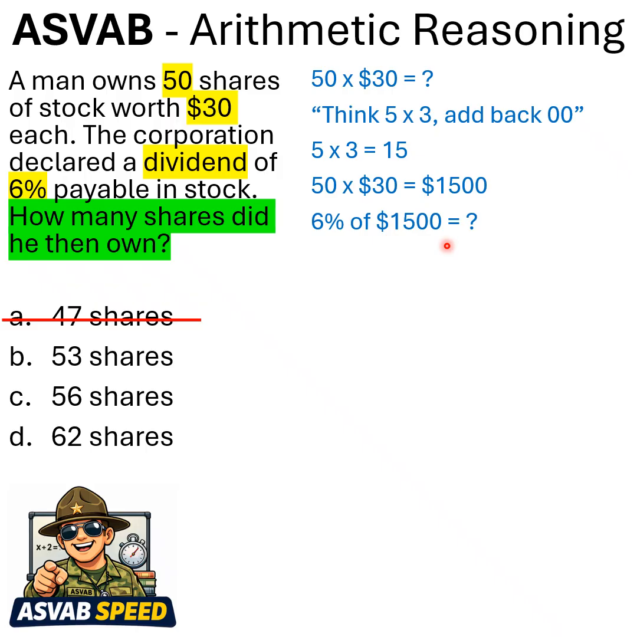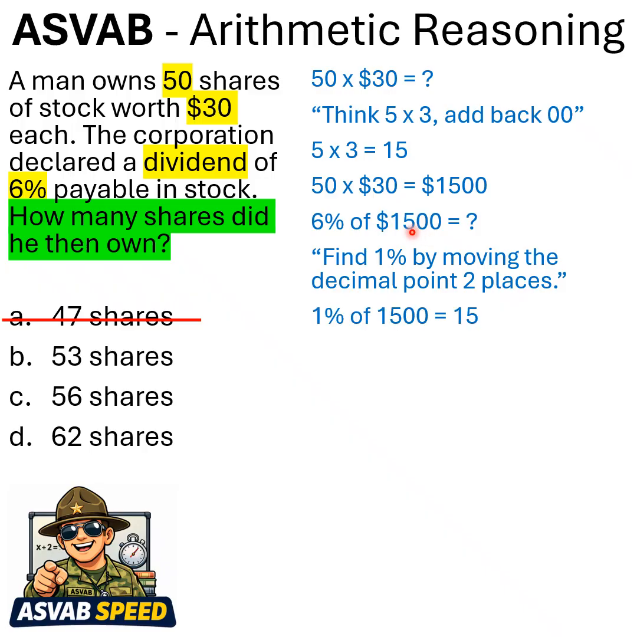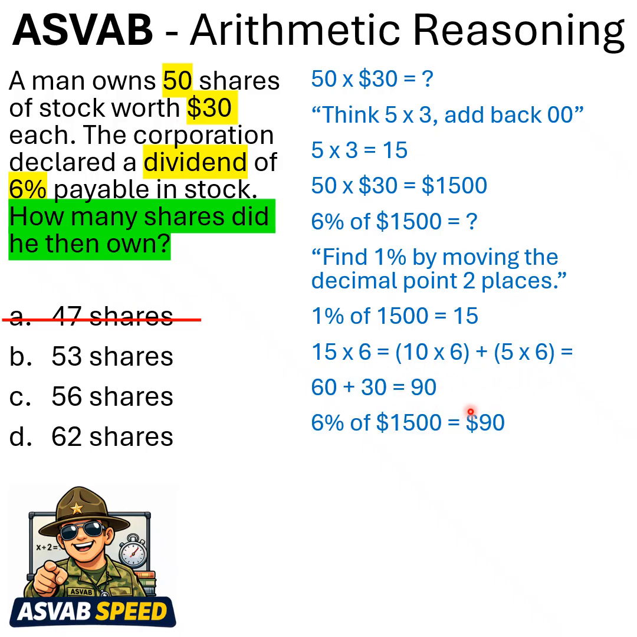What I like to do is find 1%. 1% is easy. You just move over 2 decimal points. So 1% of 1,500 equals 15. And to get 6%, we just multiply it by 6. And you could think of this as 10 times 6 plus 5 times 6. So 60 plus 30 equals 90. 6% of $1,500 is $90.